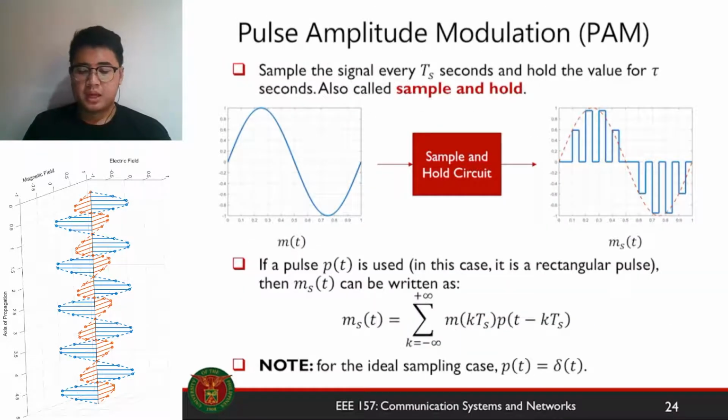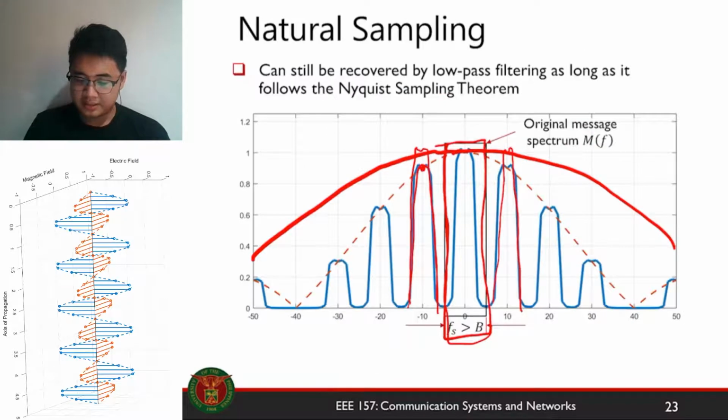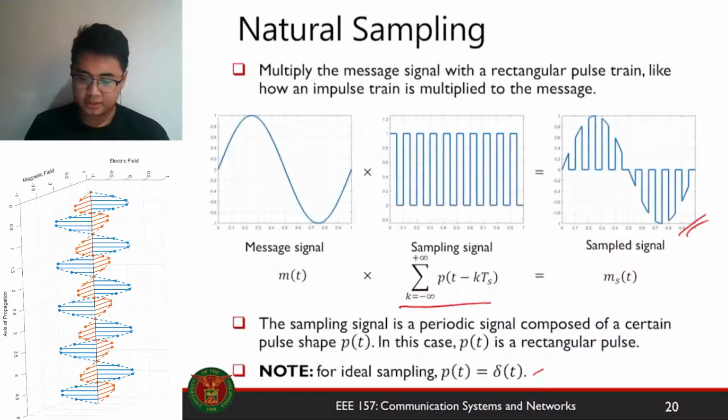Okay? A pulse amplitude modulation, also called a sample and hold, as I've detailed earlier, is that every T sub s you get a sample of the signal and you hold it. And this is more practical compared to natural sampling when we talk about digital systems. Once you sample a signal, you should hold that value until your computer will be able to store it.